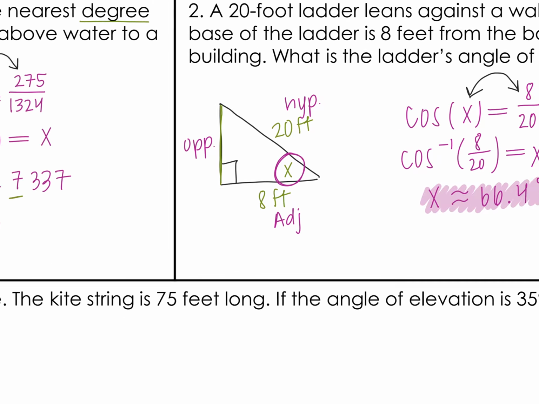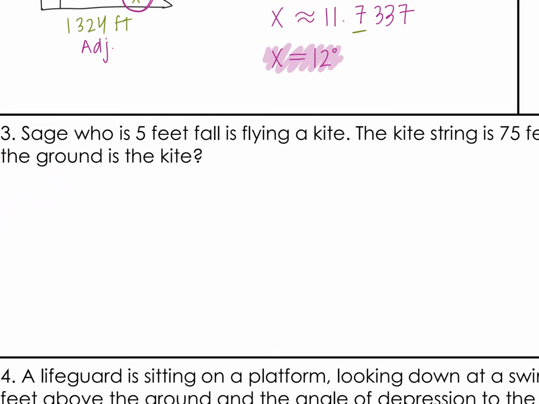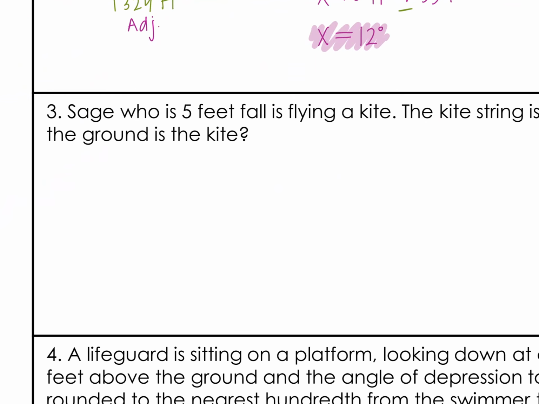All right, now let's move into number 3. Okay, so once again, I'm going to start with my lovely right triangle. We have that Sage, who is 5 feet, oh, that's supposed to say tall, is flying a kite. All right, so here we have Sage. I'm going to draw a little stick person who's going to be 5 feet tall.